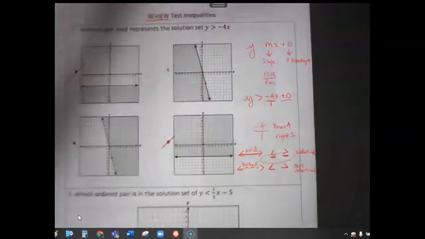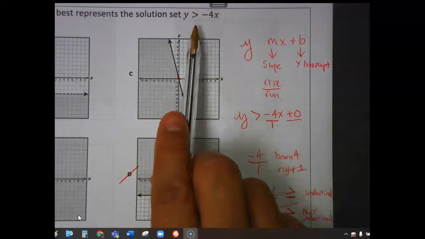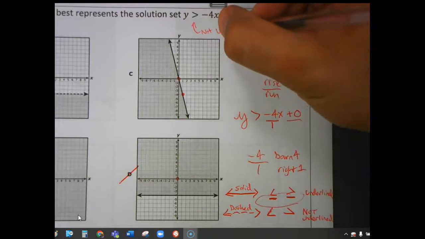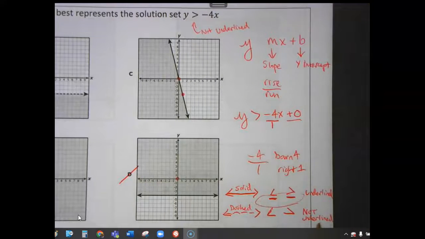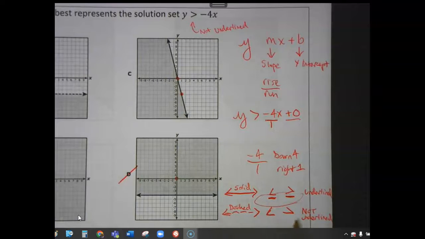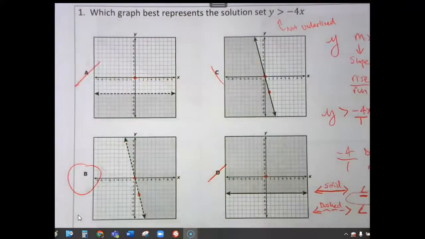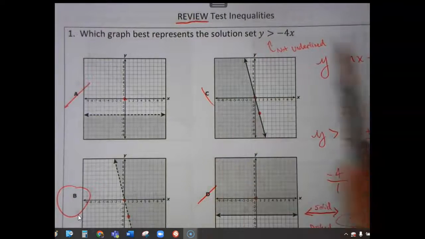Okay, so this information right here is super important to this problem, okay? Because if you look at it, it's greater than, and it's not underlined. So if it's not underlined, I look down here, not underlined means it's dashed. So I'm looking for a dashed line because we are dealing with this one right here. Cool. So between C and B, which one is not underlined, which one is dashed? Well, it's not going to be C. Okay, it's got to be letter B. C would be correct if it was greater than or equal, if it had the little underline underneath the inequality.